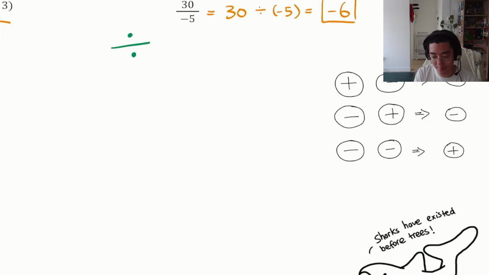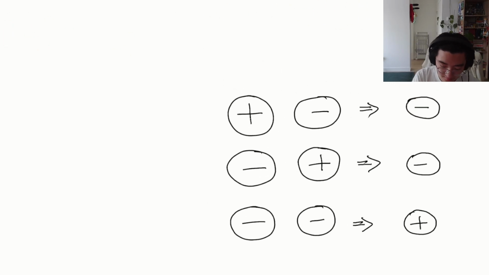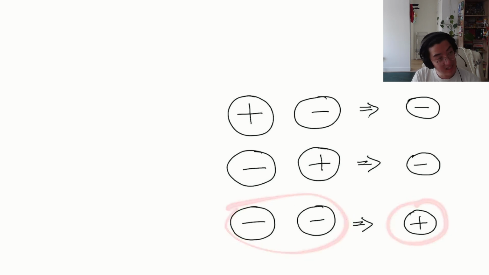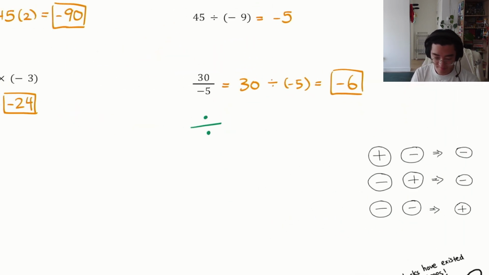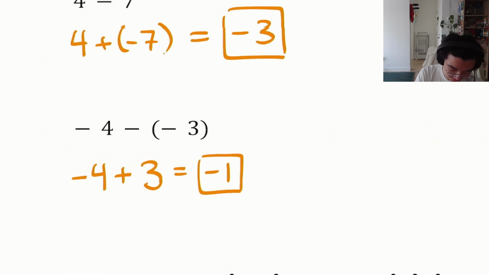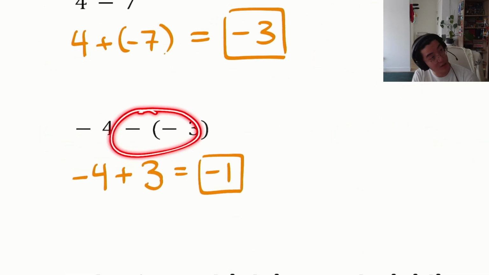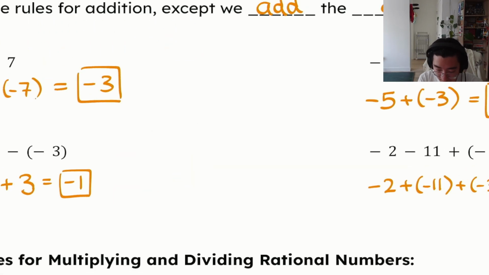Always remember this little pattern: if the signs are the same, it's always positive. If the signs are different, it's always negative. That applies to plus and minus too. As you can see here, two negative signs, or two minus signs, make a plus. So that's one important thing to always remember.